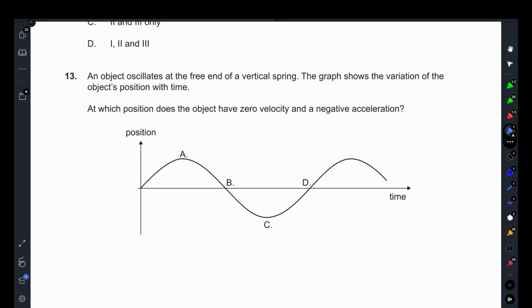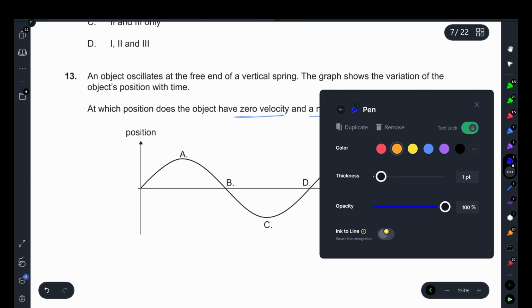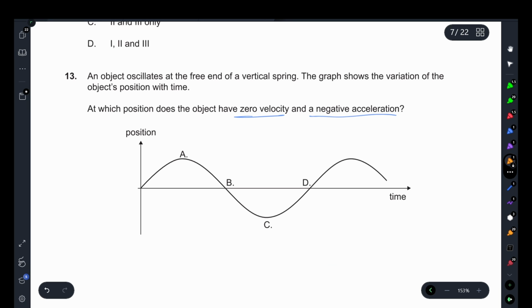Moving on to question number 13, we are looking at a mass spring system. We're trying to find the position at which the object has zero velocity and a negative acceleration. So I'm going to pick out two colors for this. Let's go ahead and draw the v-t graph.